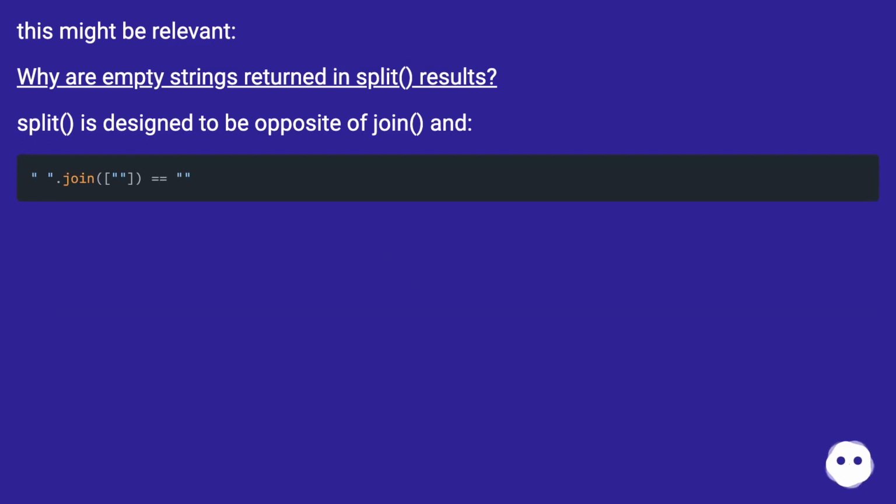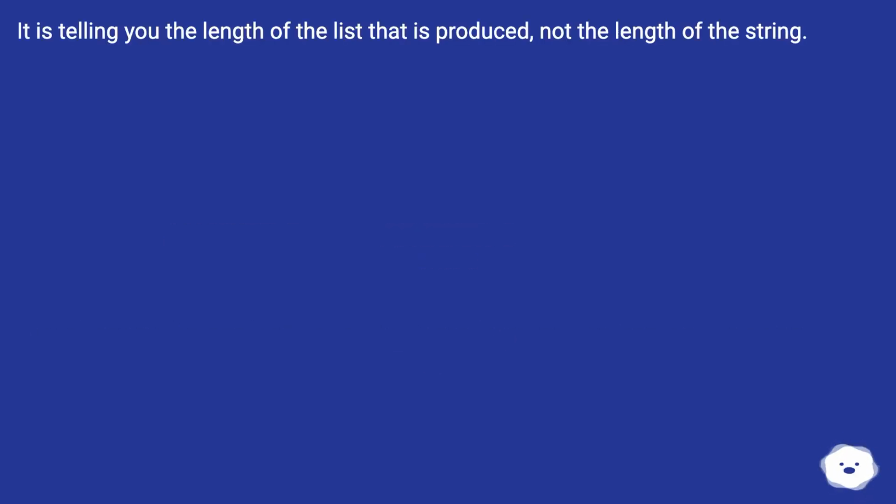This might be relevant: why are empty strings returned in split results? Split is designed to be the opposite of join, and len is telling you the length of the list that is produced, not the length of the string.